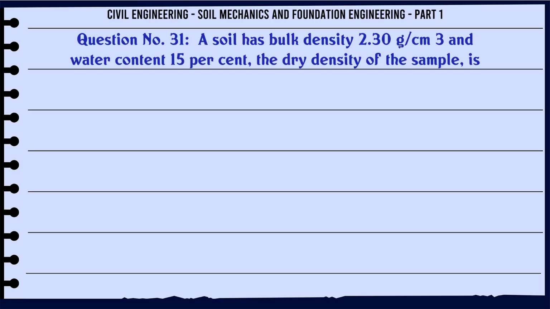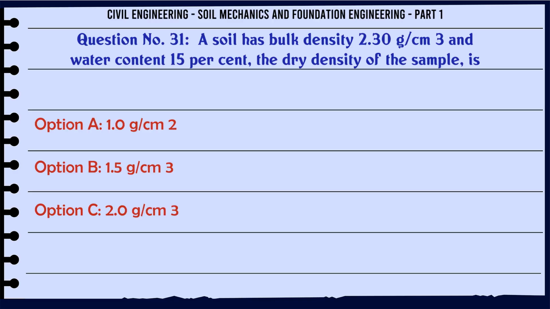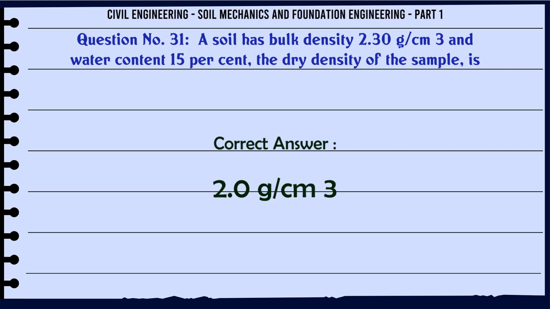A soil has bulk density 2.30 g/cm3 and water content 15%. The dry density of the sample is A. 1.0 g/cm3, B. 1.5 g/cm3, C. 2.0 g/cm3, D. 2.5 g/cm3. The correct answer is 2.0 g/cm3.